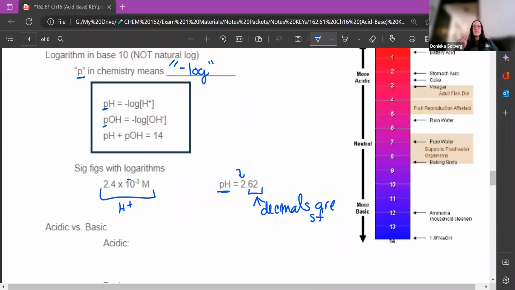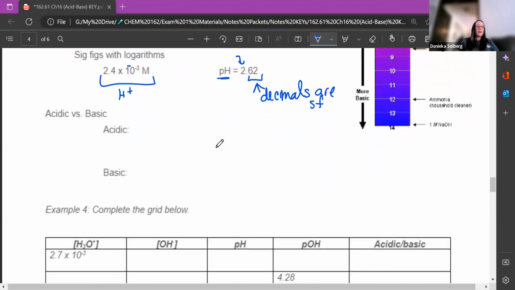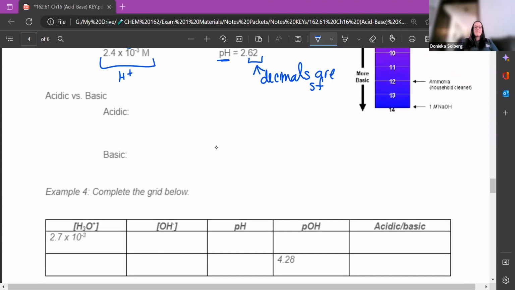So what makes something acidic versus basic? And that whole is 0 to 7 and 7 to 14. Well, it has to do with the concentration of H plus and the concentration of OH minus. So if something is acidic, that really means I have more of the acid part, more H3O plus, than I have of the base part, OH minus.